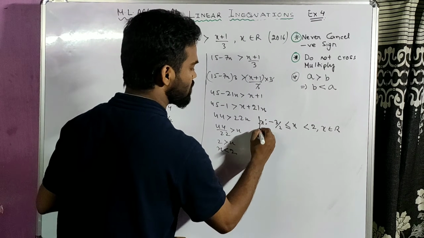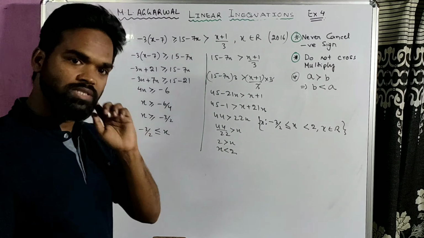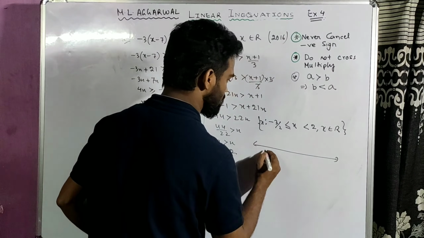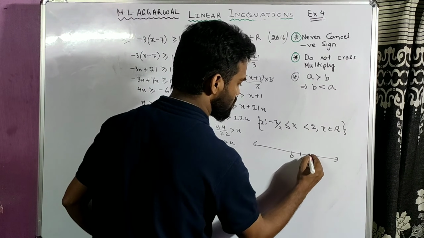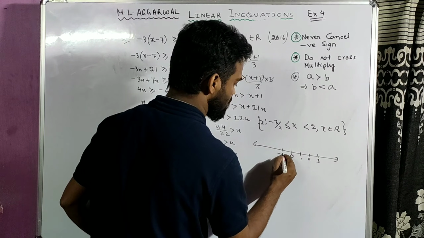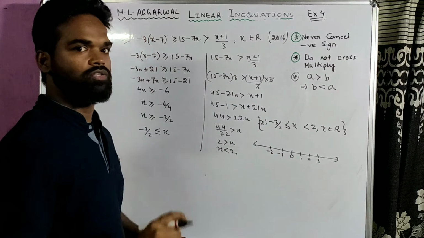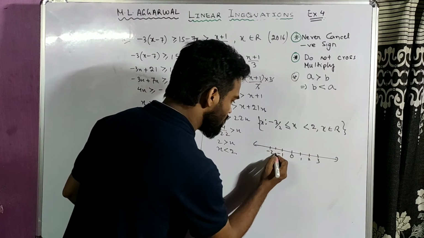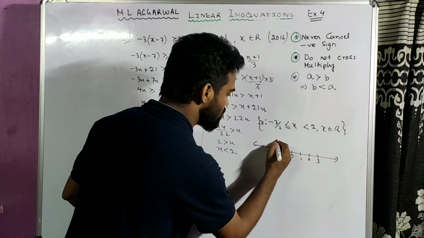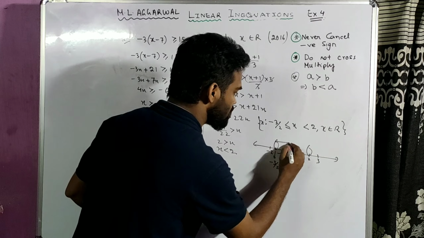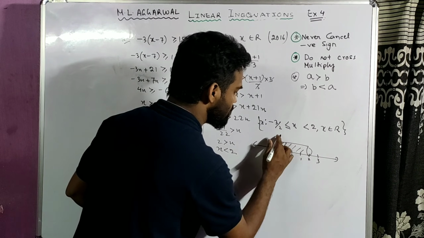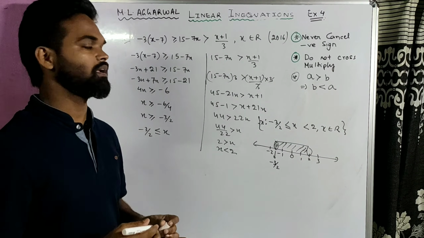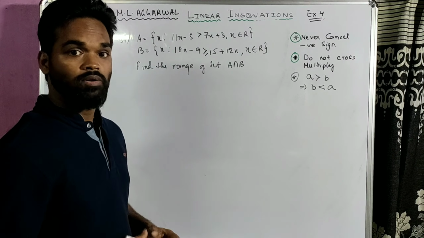x is such that, which means this is our solution set. We can't write this in roster form because it's a real number. Now suppose this is 0, this is 1, this is 2, this is 3, this is minus 1, this is minus 2. Now look, minus 3 by 2 means minus 1 and a half, which is in between minus 1 and minus 2, somewhere over here, isn't it? Minus 3 by 2. So we'll shade the entire thing between them, we'll shade this also, and we'll not shade 2 because 2 is not included in our answer. Clear?